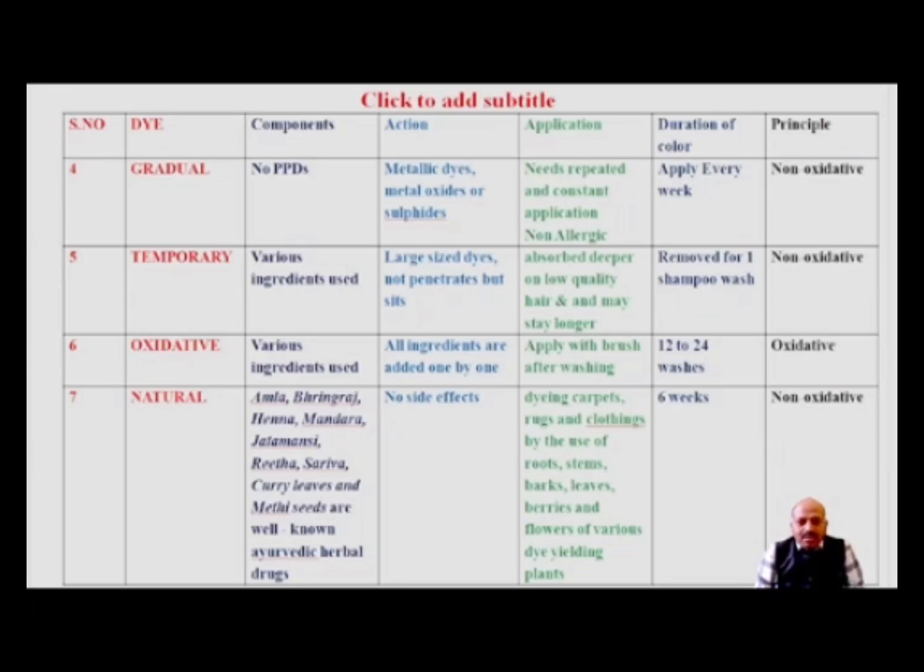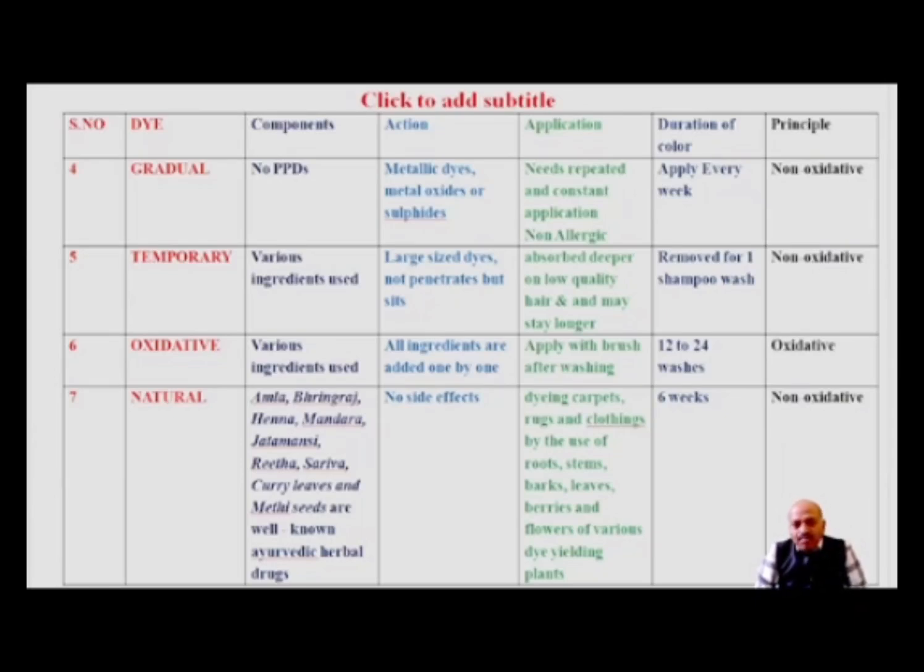Temporary dyes: if you see, the components are various ingredients. Not only a few, we can use different types of natural ingredients also. And the action here is that large-sized dye molecules are there, very large compared to other dyes. They do not penetrate but sit on the surface. Because of that, the application is absorbed deeper on low quality hair and may stay longer. For low quality hair, this is very much recommended and it stays longer. And high quality hair follicles reject this type of color. The color will be removed with one shampoo wash only because it is a temporary hair dye. And the principle is non-oxidative.